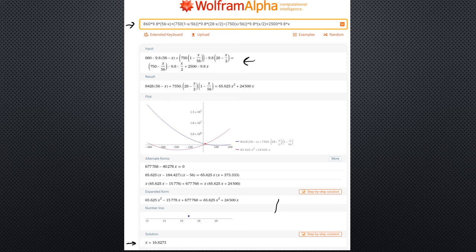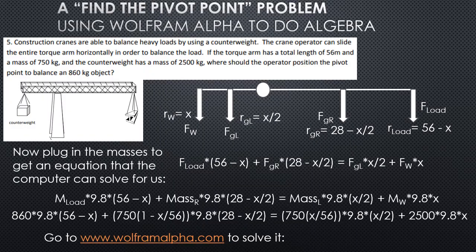So what does that mean? It means that the pivot is 16.8 meters away from the left side. Right? So now we go back here. Here's where we left off. And x is 16.8 meters away from the left side, right?